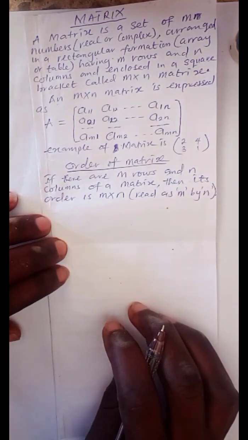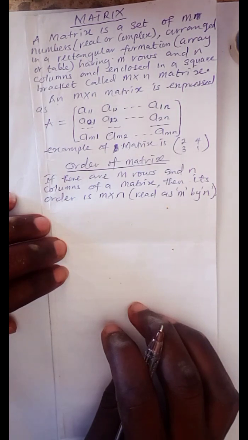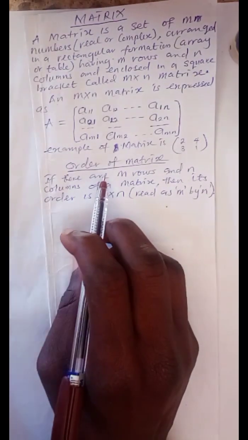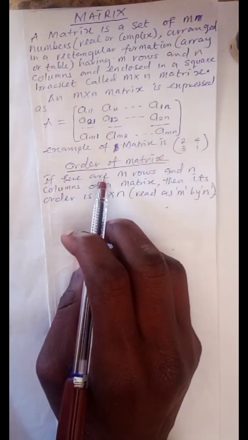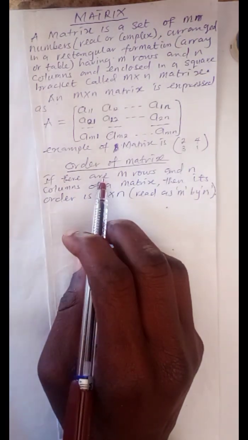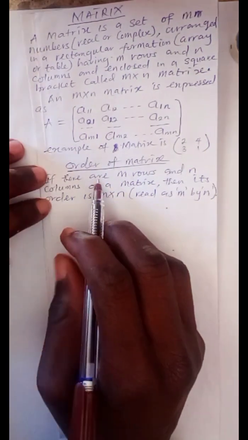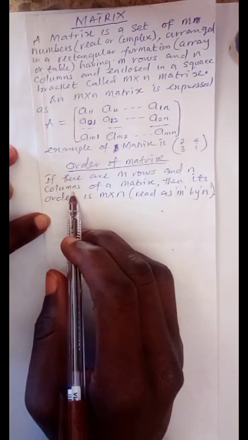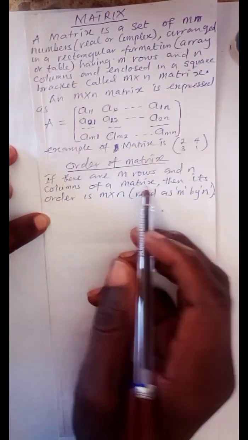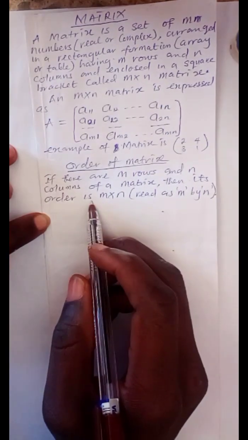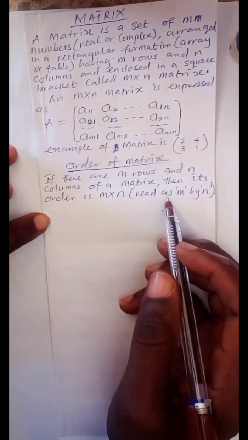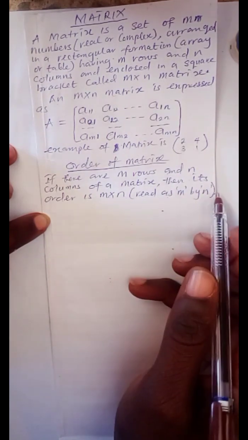So now let's learn about the order of a matrix. When we say order of matrix, we are referring to the arrangement in which the elements are arranged. If there are m rows and n columns in a matrix, then its order is m by n. We read this as m by n.